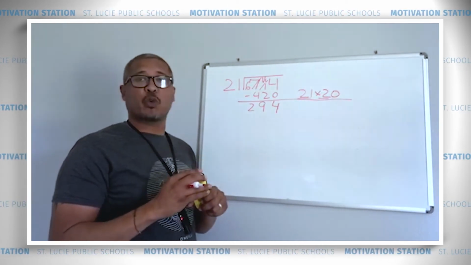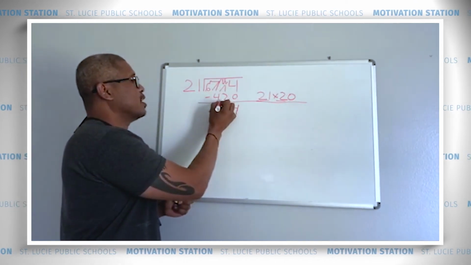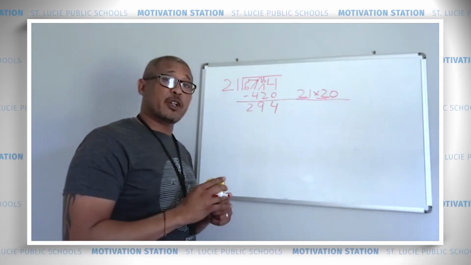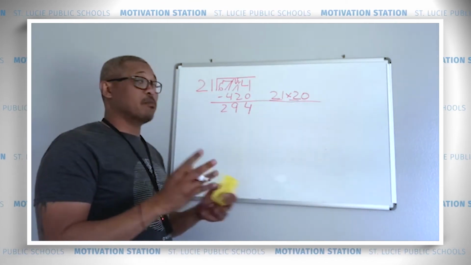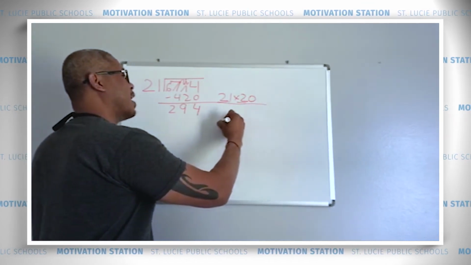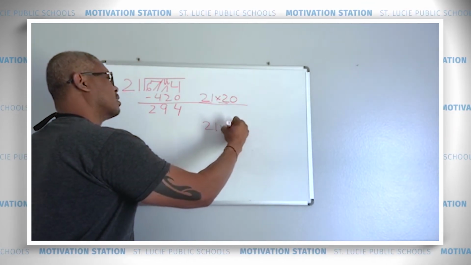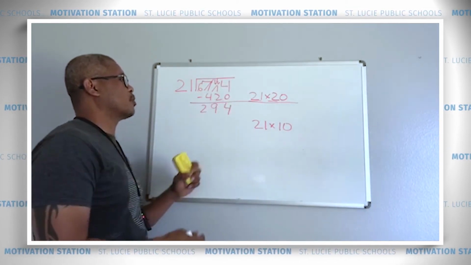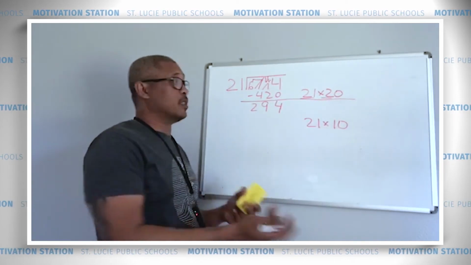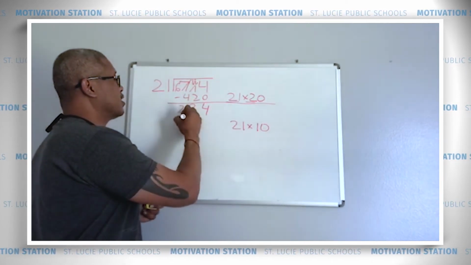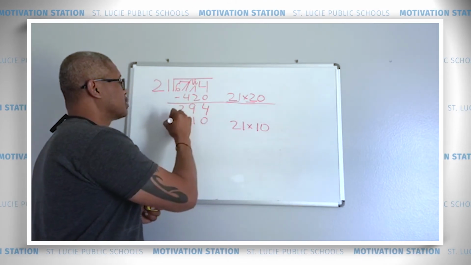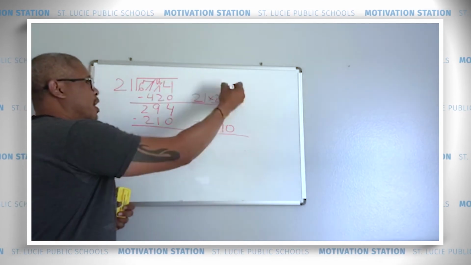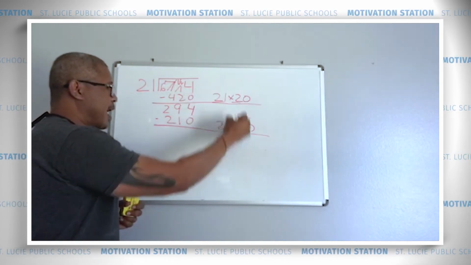No, I can't use 21 times 20 again because 21 times 20 equals 420. Again, what can I use? Well, I can use, let's say, 21 times 10. Because remember, just as long as I'm not going over this number, I'm fine. 21 times 10 gives me 210. Again, I'm keeping track of what I'm using because I'm going to add these up later.